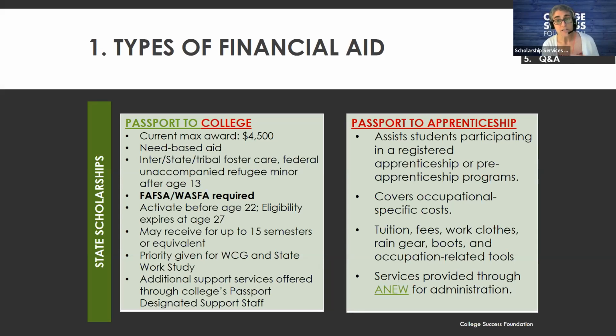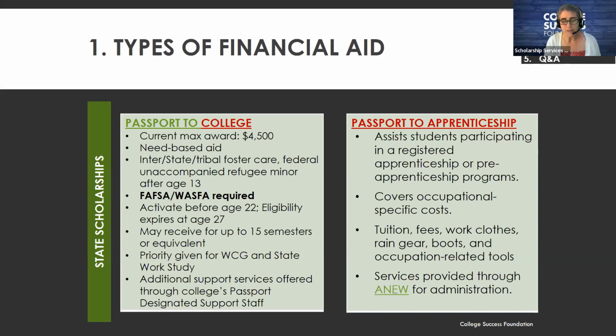The passport to apprenticeship, as the name implies, is additional support that students can receive to enroll in apprenticeships. This program is actually managed by a local organization that is called ANU. That is a link that you can use to inform yourself a little bit more on the program. And it covers occupational specific costs, tuition fees, work clothes, a whole bunch of other supplies that are necessary to complete the apprenticeship program. Okay, next we have work study.